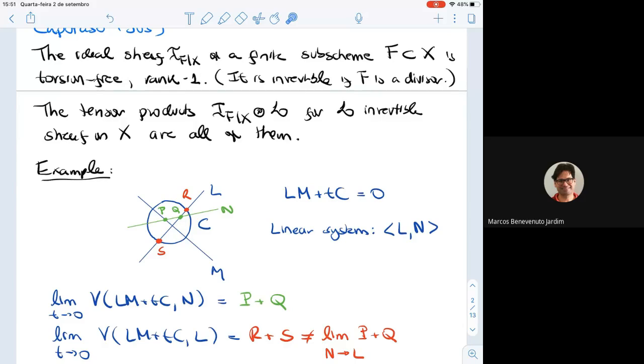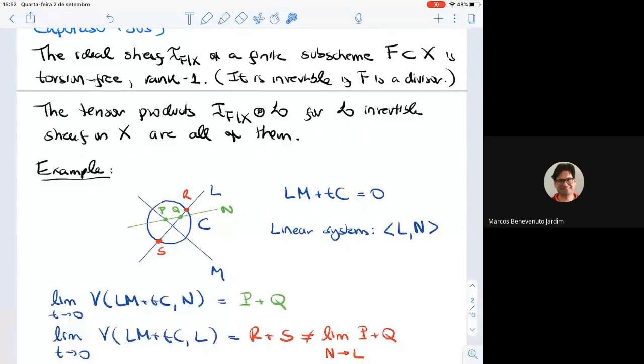Now, the thing is that R plus S is not the limit of P plus Q as N goes to L. So I had something which was a connected thing. It was a P1, the linear system before, generated by L and N. And in the limit, I get something which is not connected at all, because the limit of P plus Q is just Q plus the node. It has nothing to do with R and S.